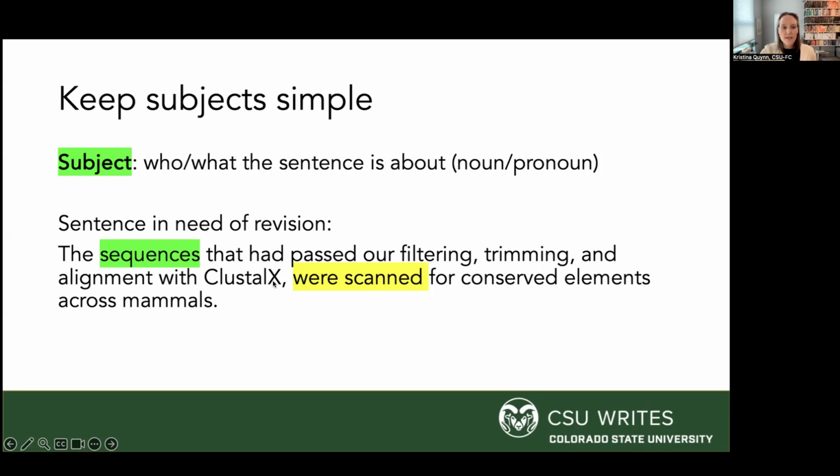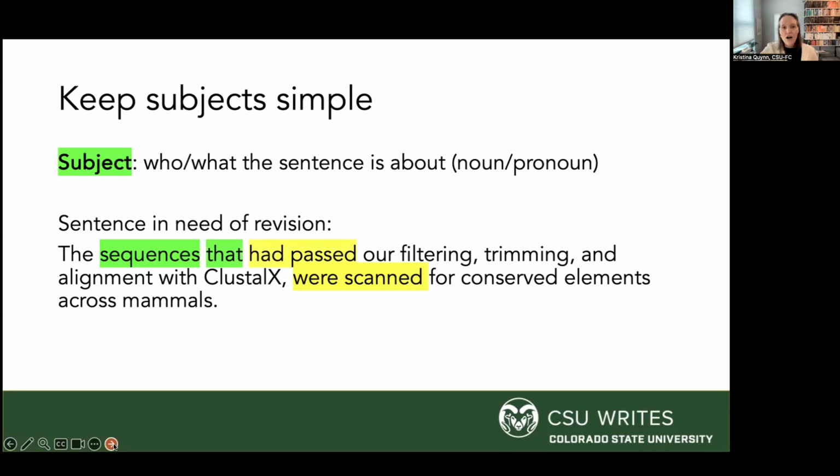And we love to do this as academics. Because we're academics, we want the sequences to be described as specific sequences, past our filtering, trimming, and alignment with this system here. That modifying of sequences means that we have a lot of words in between the subject and the verb. Keep them simple and keep them closer together.